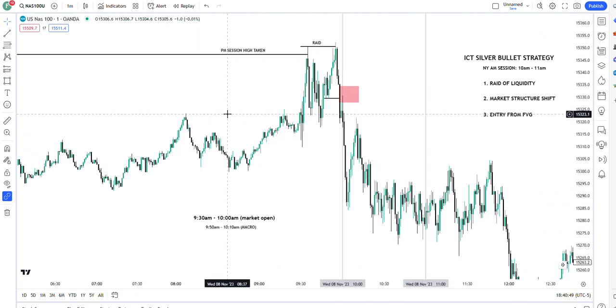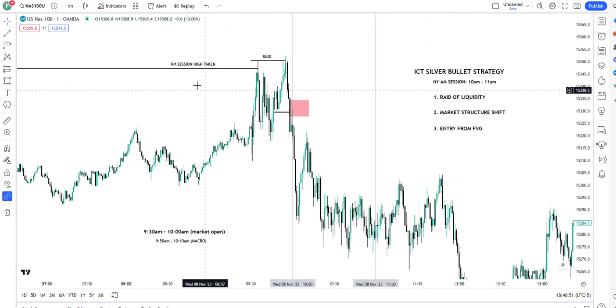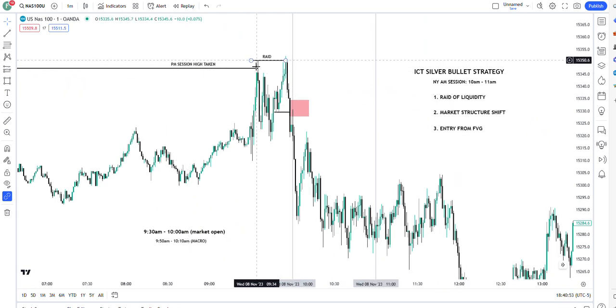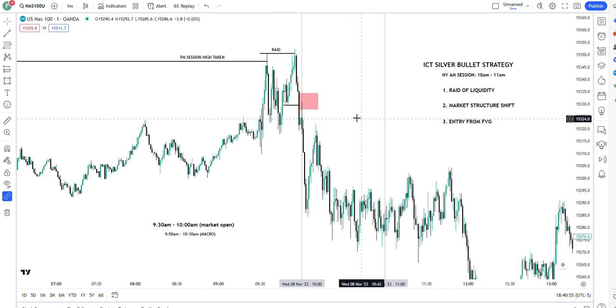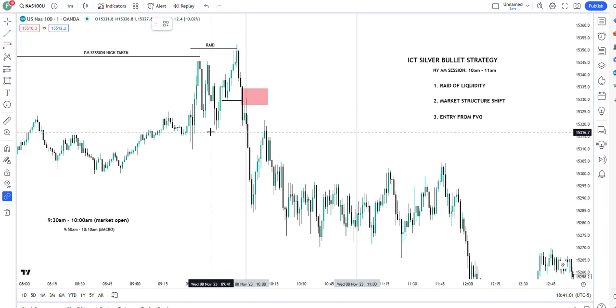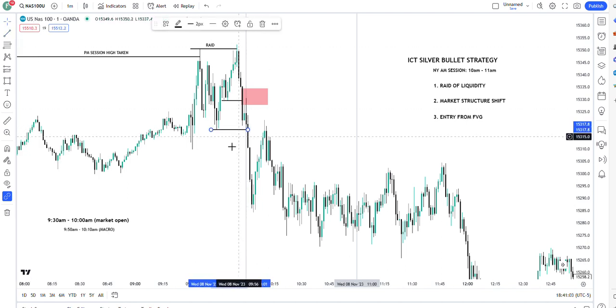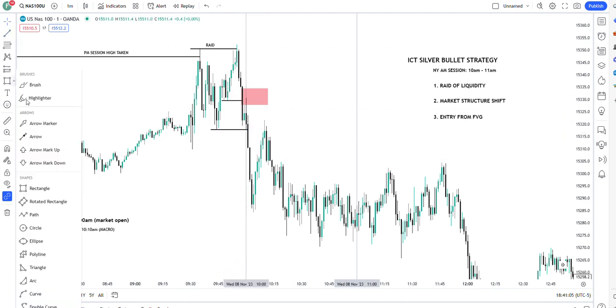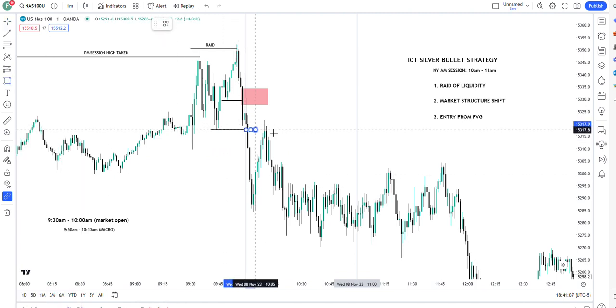So if you're looking at the price and you already knew that we've raided liquidity, we've taken PM session highs, we've raided internal buy side liquidity. Now we've had a market structure shift. You could enter from here, but let's say you didn't enter from there, you want to wait a bit more, then that's fine. You can class this as your market structure shift, and you can enter from this fair value gap here, right?